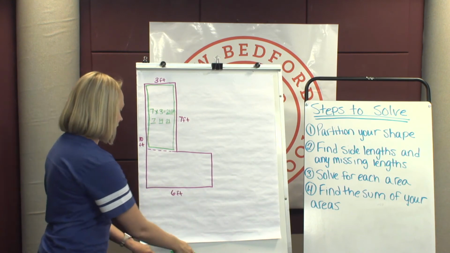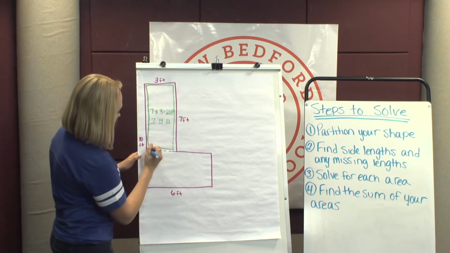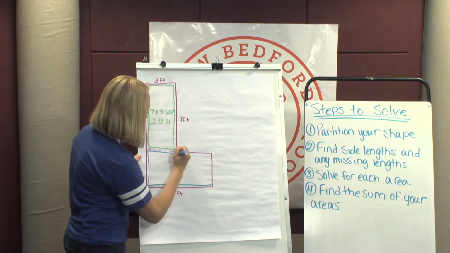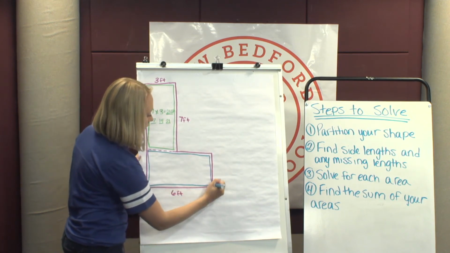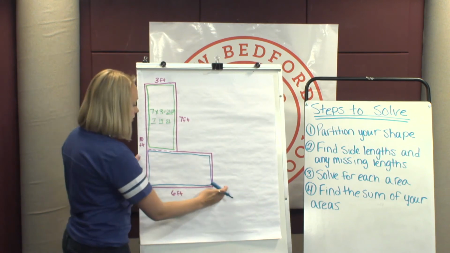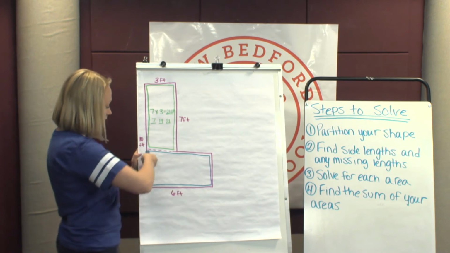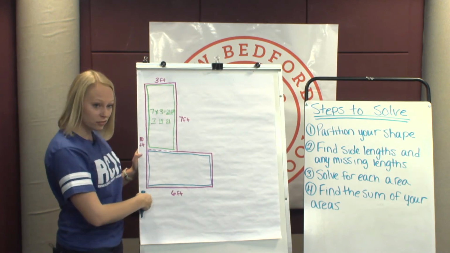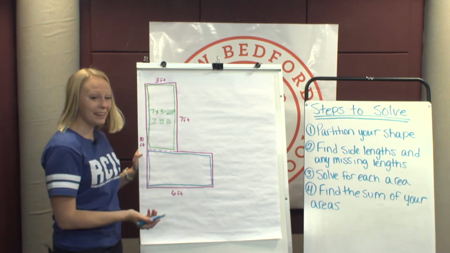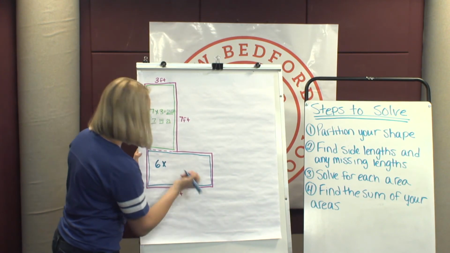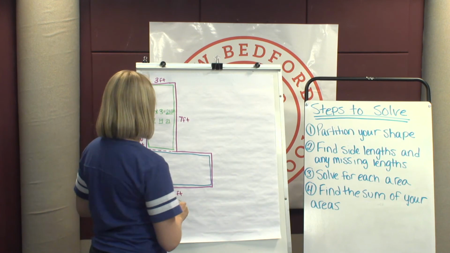Now I'm going to look down at my next rectangle. I notice right away that I only have one entire side length. I only have the length. I have no idea what the width is. I see that this side is 10 feet, but it's broken up, so I can't use that side. So I do know my 6, but I don't know what I'm going to be multiplying by.